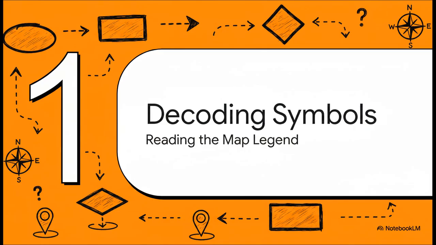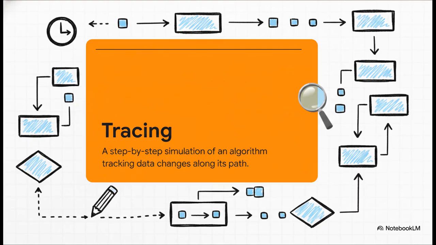Section 1. Decoding flowchart symbols. Reading the map legend. All right, so what actually is tracing? Well, the formal definition is that it's a step-by-step simulation of an algorithm where you follow the path carefully, apply each step in order, and record exactly what happens to the data. But the huge takeaway here, tracing is absolutely never about just guessing the answer. No way. It's a highly precise, accurate simulation of execution flow. You have to be meticulous.